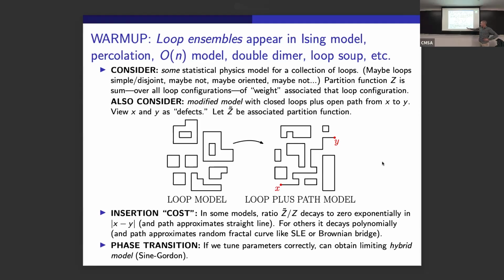So there's sometimes a phase transition where if you tune parameters correctly, you can construct a hybrid model, something on the interface between the two things. Then we have a model where the curves look like SLE. It looks like this sort of model at small scales, with this fractal structure, polynomial. But then on large scales, it looks like this exponential decay of correlations.